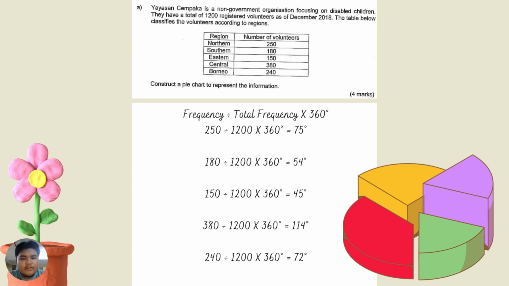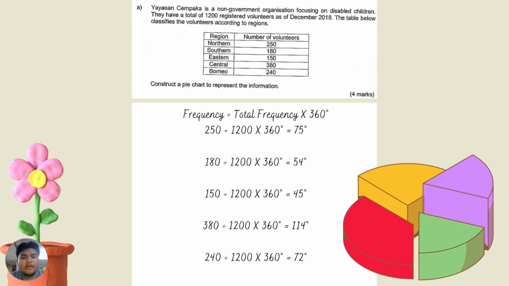Region Northern has 250 volunteers, Southern has 180 volunteers, Eastern has 150 volunteers, Central has 380 volunteers, and lastly, Borneo has 240 volunteers. Construct a pie chart to represent the information.